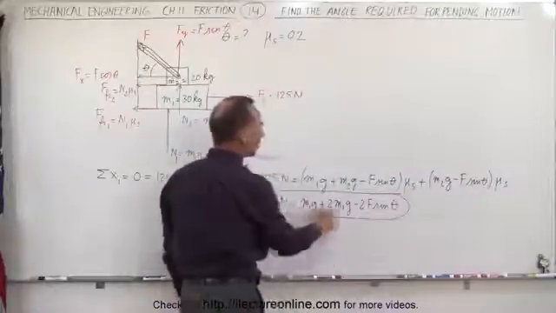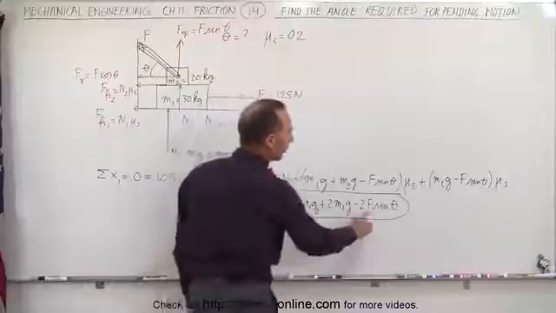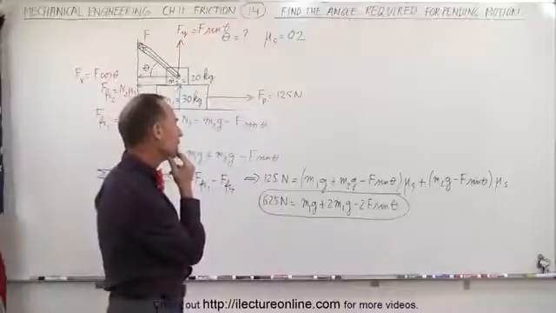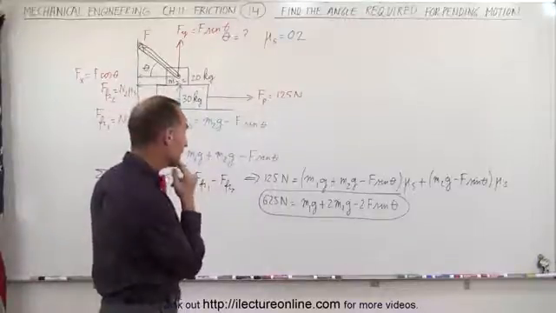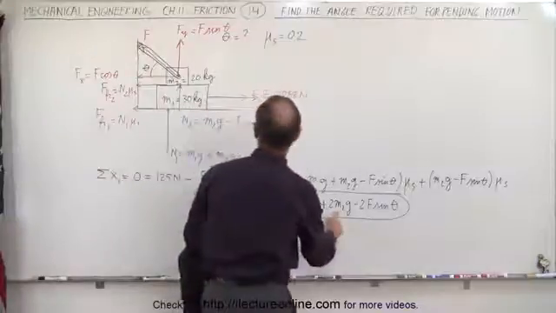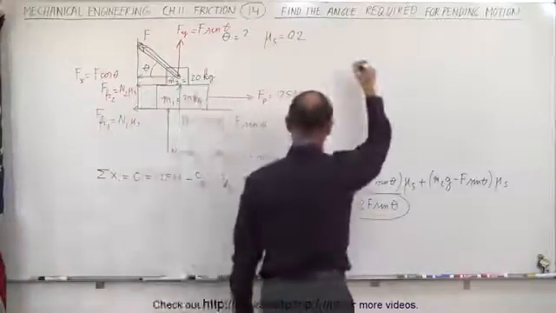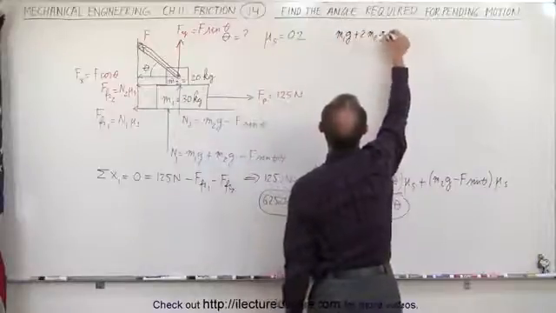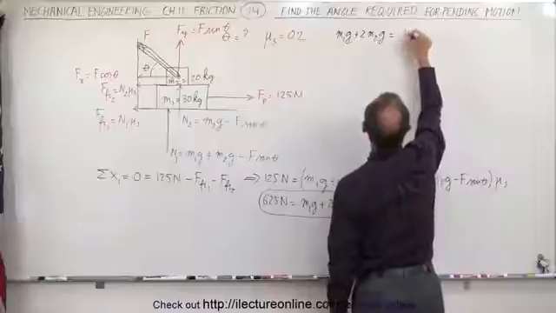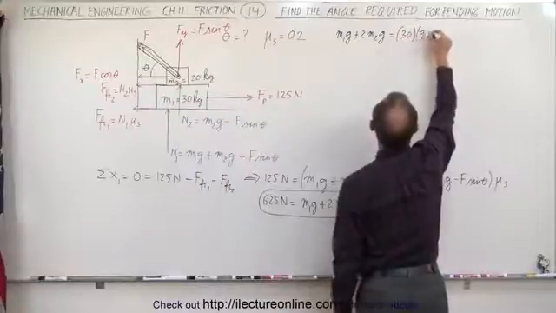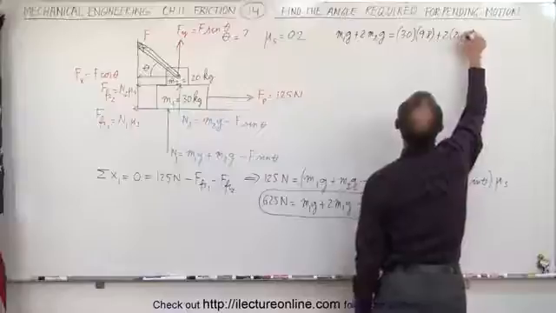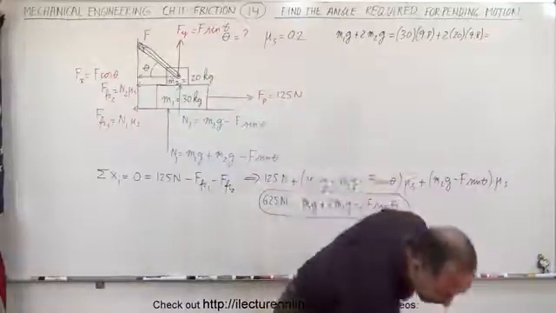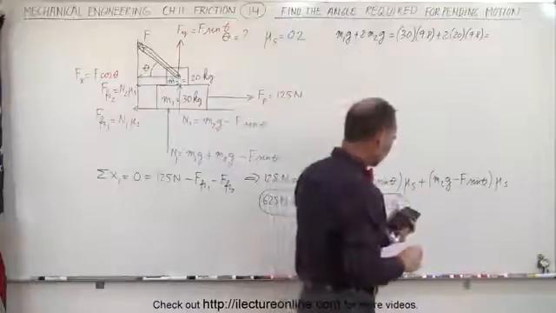I do know what m1g and m2g are, but I don't know what f and sine of theta are. So really what I could do is solve for f sine theta. I can continue on. m1g plus 2 m2g, let's work that out on the side here. m1 is 30, right? So that's 30 times 9.8 plus 2 times 20 times 9.8, which is 70 times 9.8, which is 686.